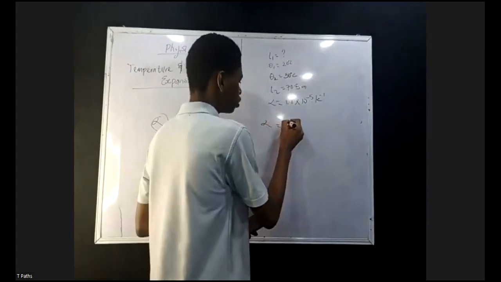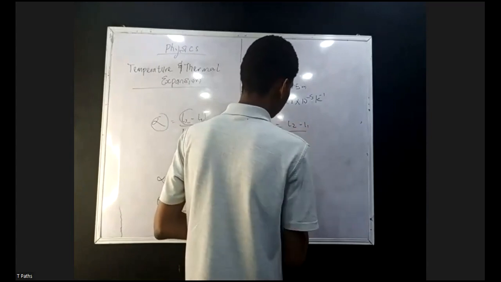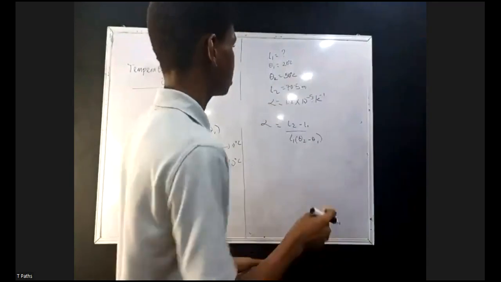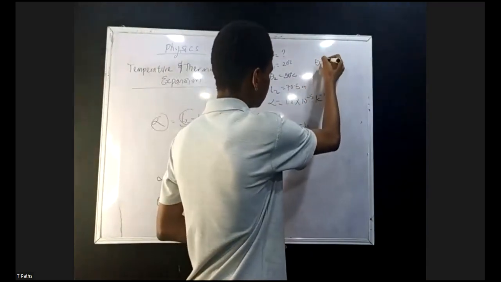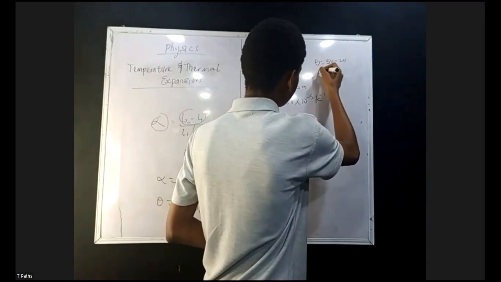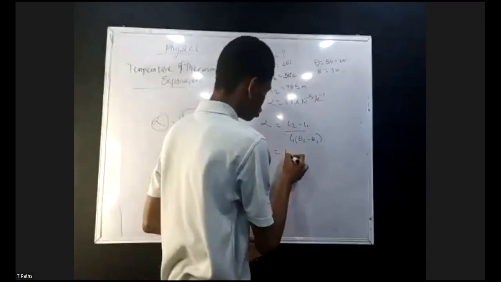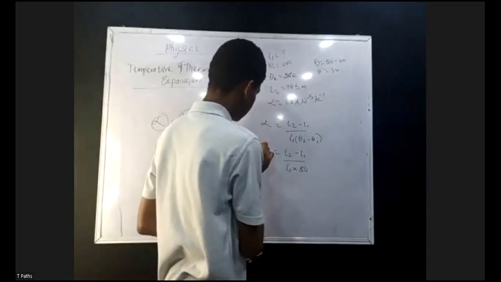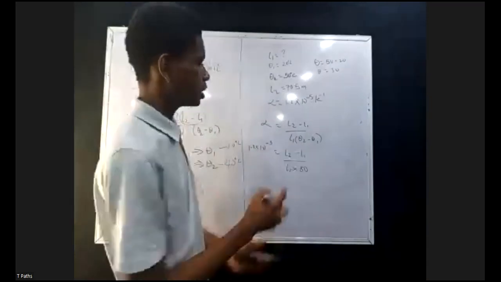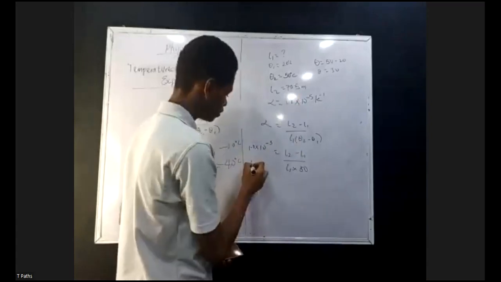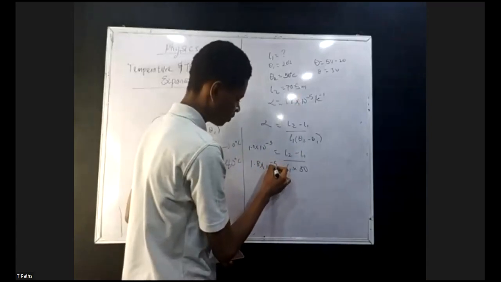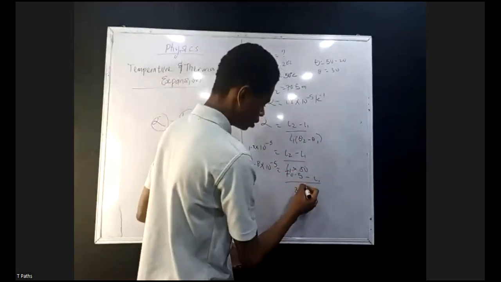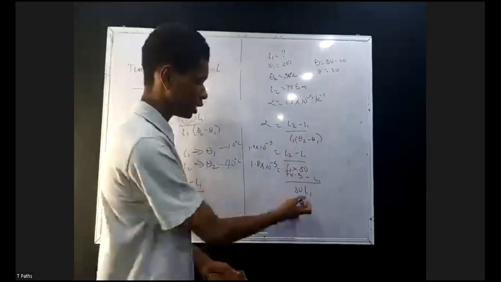So I'll just say alpha is equal to L2 minus L1 over L1 times theta 2 minus theta 1. What I'll do here is subtract theta 1 from theta 2. My theta 2 minus theta 1 is equal to theta, right? 50 minus 20 gives me 30. So L2 minus L1 over L1 times 30 is equal to 1.8 times 10 to the power of minus 5. My L2 is simply 70.5, so this will become 1.8 times 10 to the power of minus 5 is equal to 70.5 minus L1 over 30 L1. Of course, I'll multiply, bringing this across.